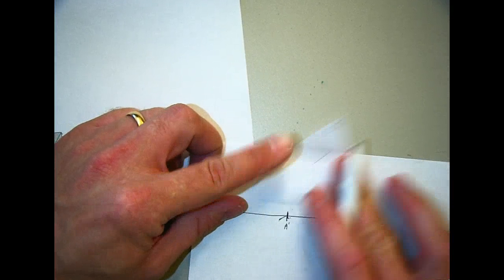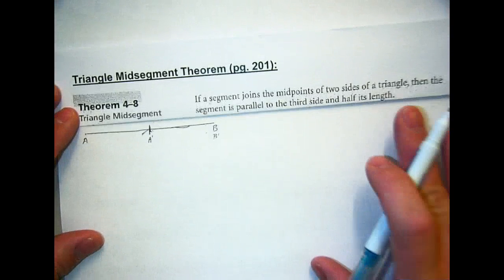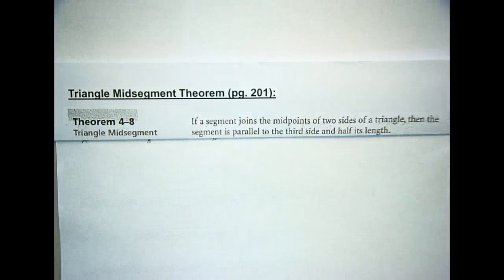Okay? So here's your actual theorem. Theorem 4.8 says, if a segment joins the midpoints of two sides of a triangle, then its segment is parallel to the third and half its length. That's what we just went through there. Okay, that's the midsegment triangle theorem. We're going to apply that here in a minute on a problem, but right now let's go ahead and get that down there.